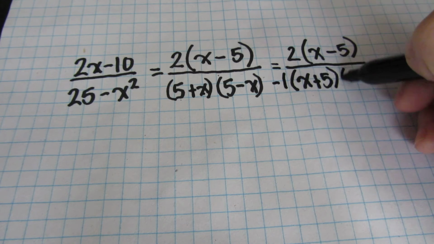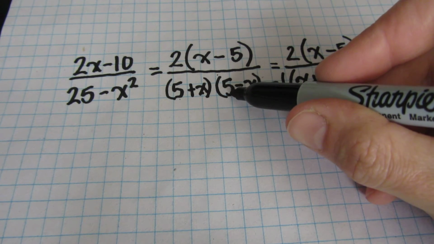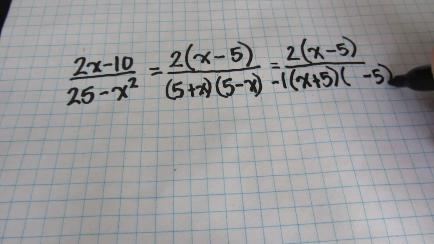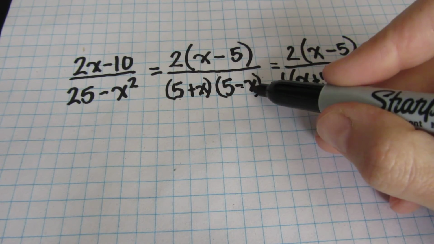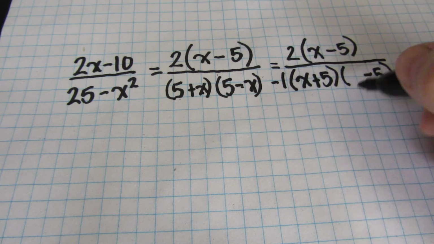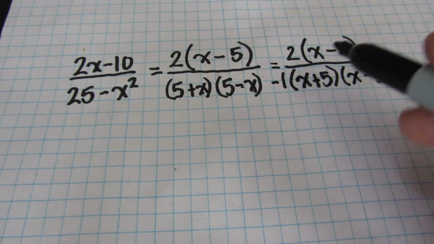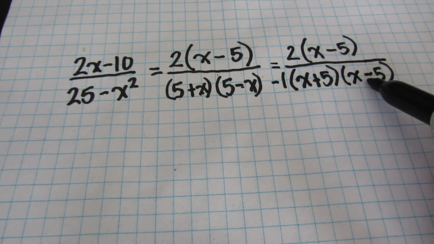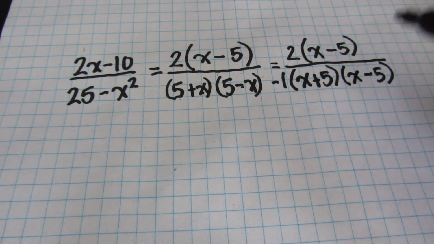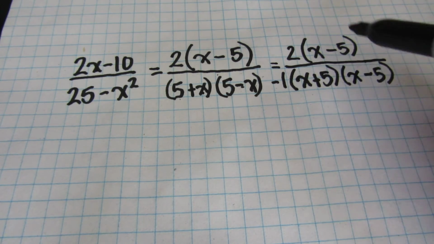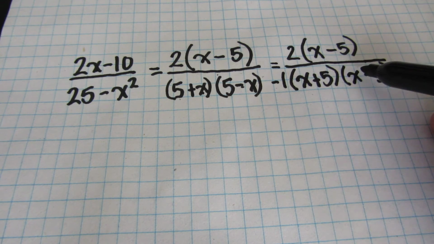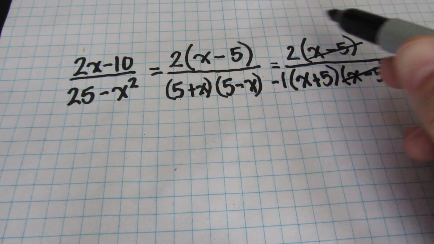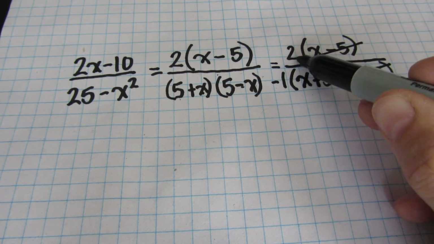And when I factor out a negative 1, that positive 5 divided by a negative 1 becomes negative 5. And that negative x divided by negative 1 becomes a positive x. So now, because I have factored out that negative 1, I have two binomials that are the same. Now I can work on canceling them out. x minus 5 divided by x minus 5, well, that's 1, so I'm going to cross those out. And all of this equals what's left on top? 2.